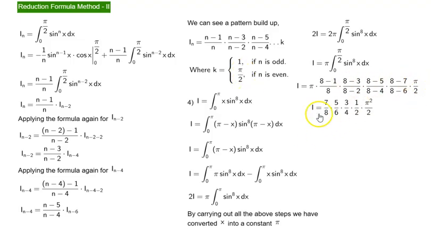Simplifying this, we get I is equal to 7 by 8 times 5 by 6 times 3 by 4 times 1 by 2, times pi times pi by 2. And simplifying it further, we get I is equal to 35 pi square by 256. Neat, right? That was interesting.